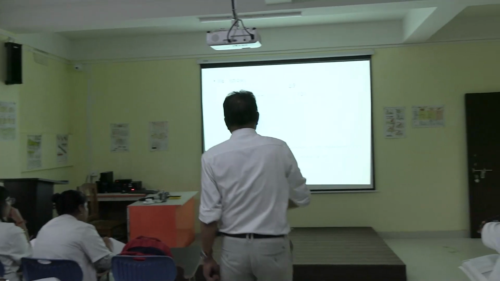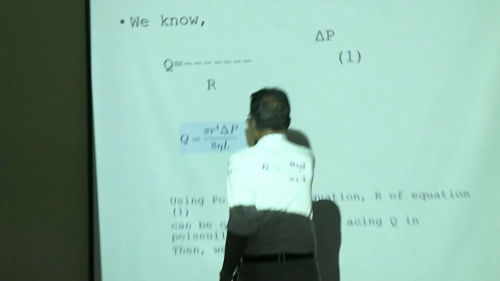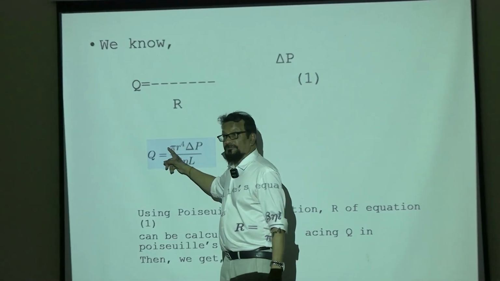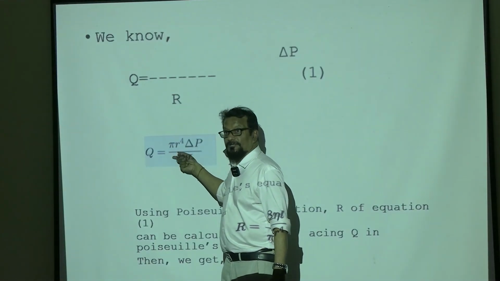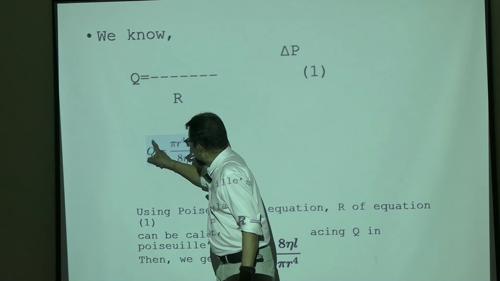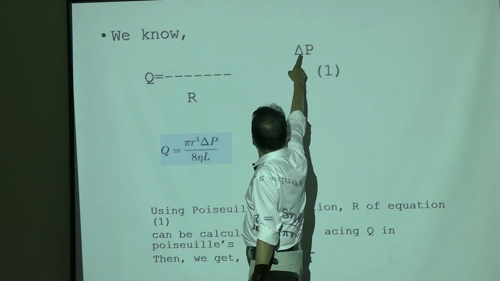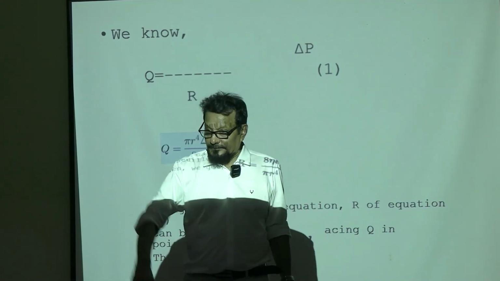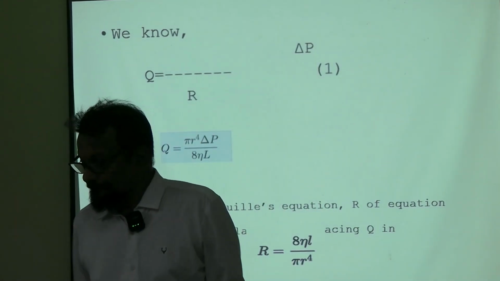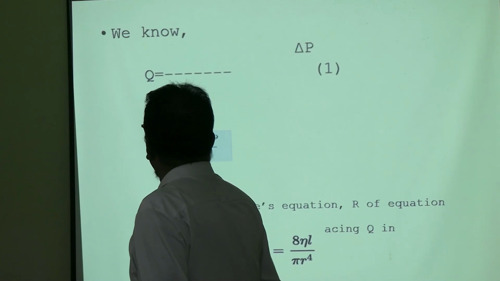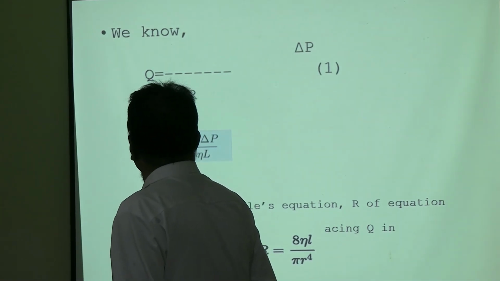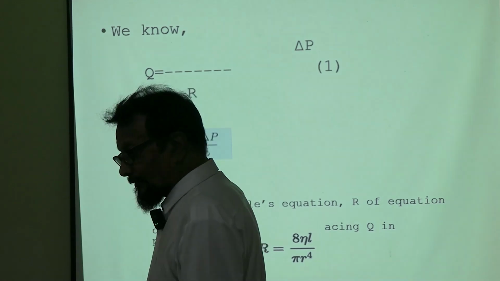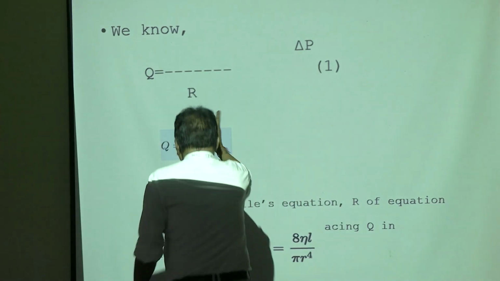Now I am going to replace this. This is the Poiseuille equation. Now I am going to replace this with this, delta P by R. Okay, open your notebook. First write Q is equal to pi R to the power 4 delta P by 8 eta L. So now I want to replace Q.